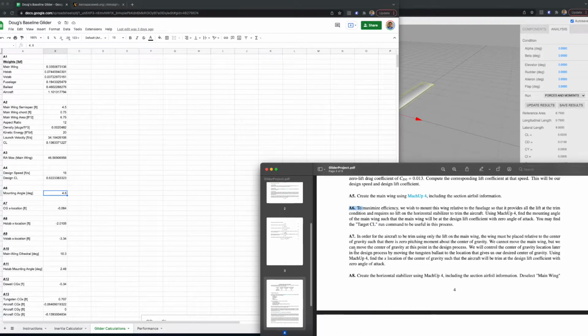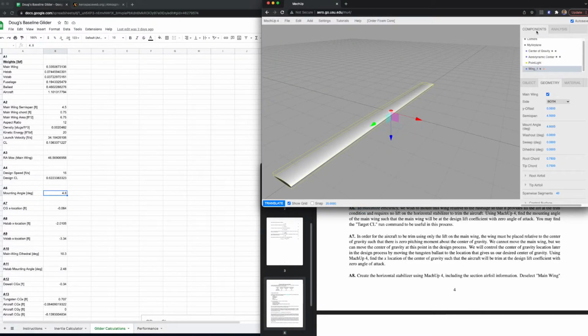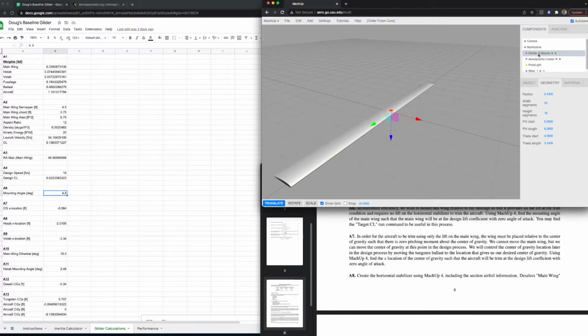All right, so A7: in order for the aircraft to be trim using only the lift on the main wing, the wing must be placed relative to the center of gravity such that there is 0 pitching moment about the center of gravity. Okay, so let's come back over here to components. We have this center of gravity component, and when you click on it, it highlights it with the arrows here, and we can move that around.